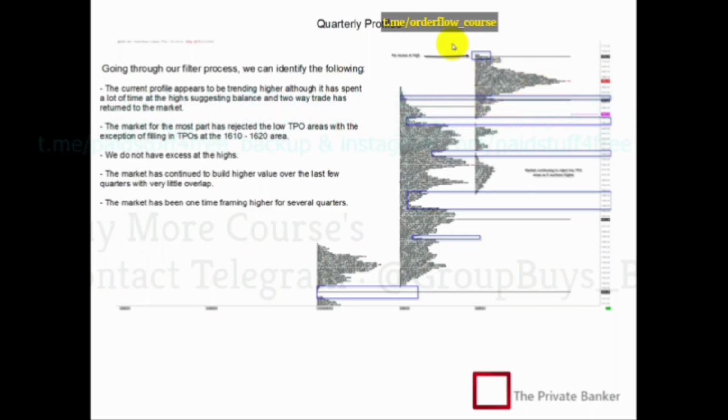And if the auction was going to continue higher, it's the same thing as when we look at a bracket or a balance area.